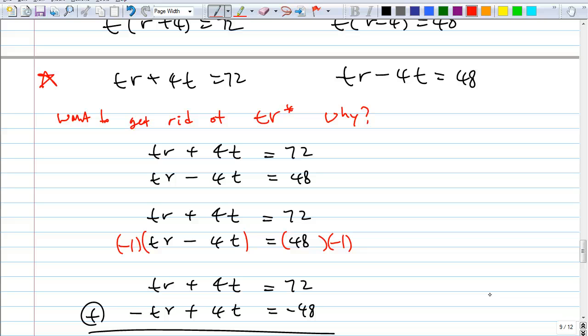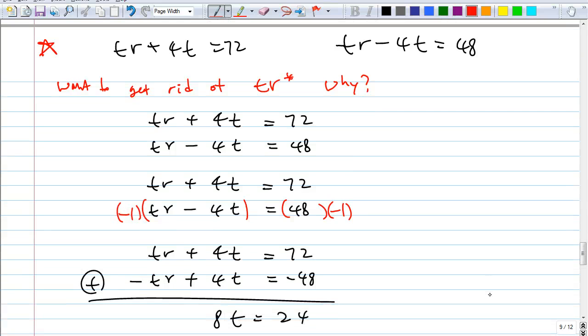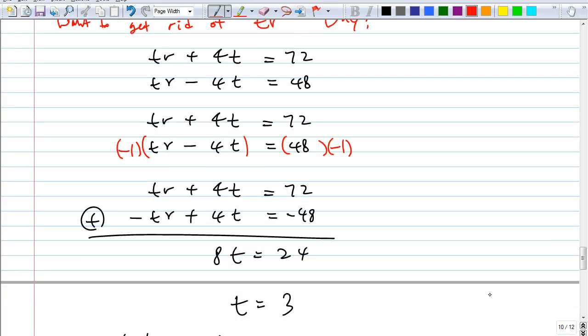What's 4t plus 4t, guys? 8t equals what? What's 72 plus -48? 34? Okay, it's 24. Then divide both sides by 8. What do we get? t is equal to 3. There you are. So we were able to figure out t.